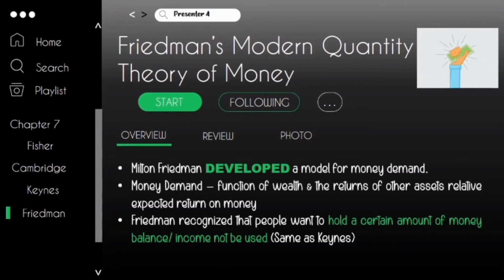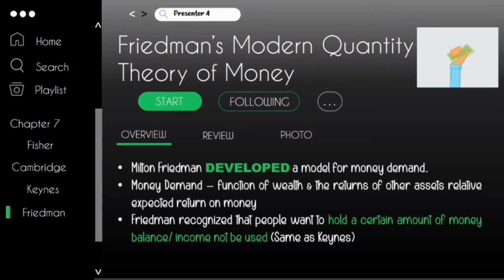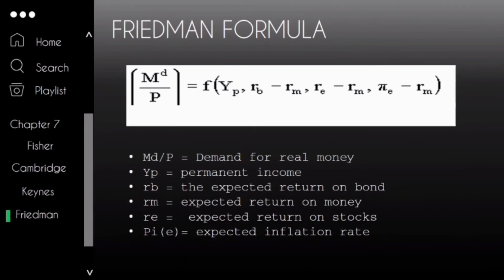Friedman's modern quantity theory of money was developed by Milton Friedman. He said money demand is a function of wealth and the return of other assets relative to the expected return on money. He also recognized that people want to hold a certain amount of money balance, or income not to be used, same as Keynes. From this slide, you can see the Friedman formula. They are using MD per P, which stands for demand for real money.